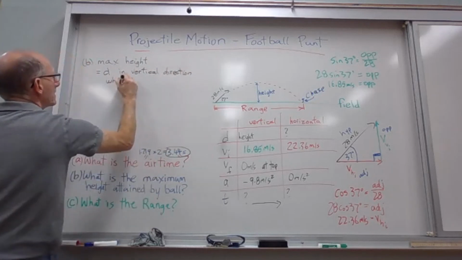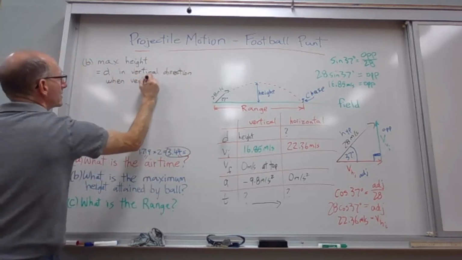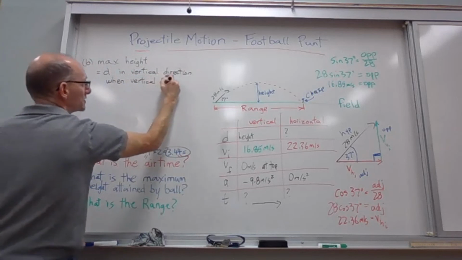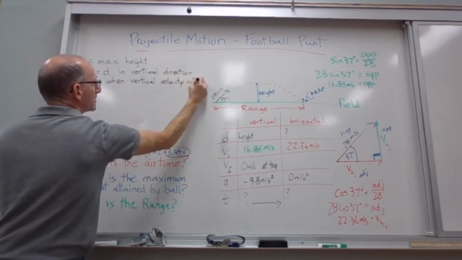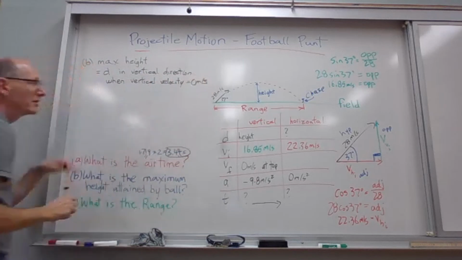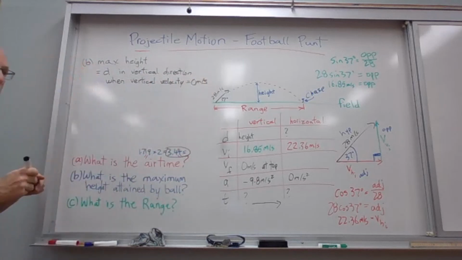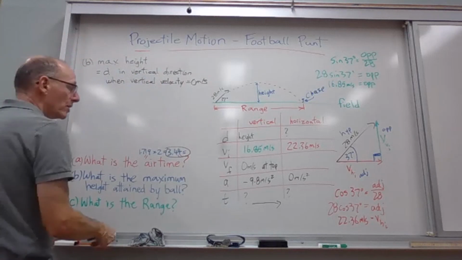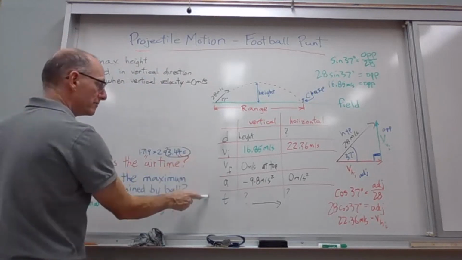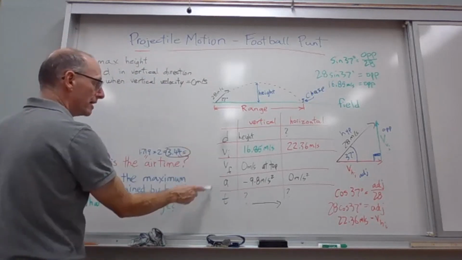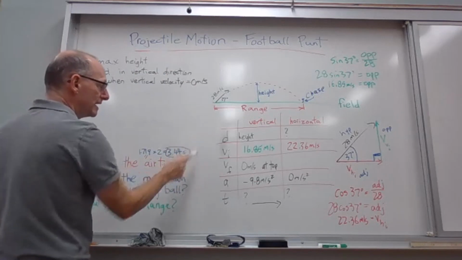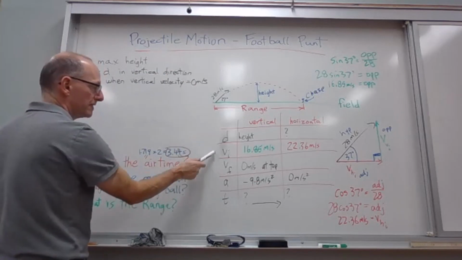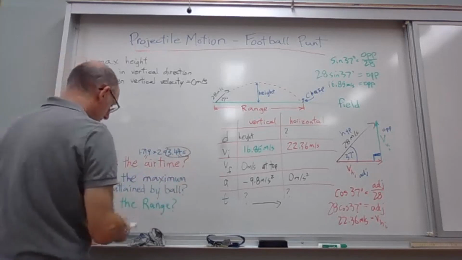when the vertical speed or velocity equals 0. So it's not going up anymore and it's not coming down. It's just up there, as high as it goes. So I've got a number of bits of information here. I've got VI, VF, A, and I'm trying to find D. So I need an equation that has VI, VF, A, and D in it.